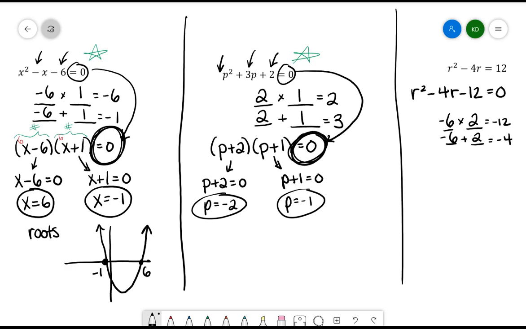Because I have an a value that's equal to 1, I can immediately jump to my factors. My first factor will be r minus 6. My second factor will be r plus 2, and this is equal to 0.